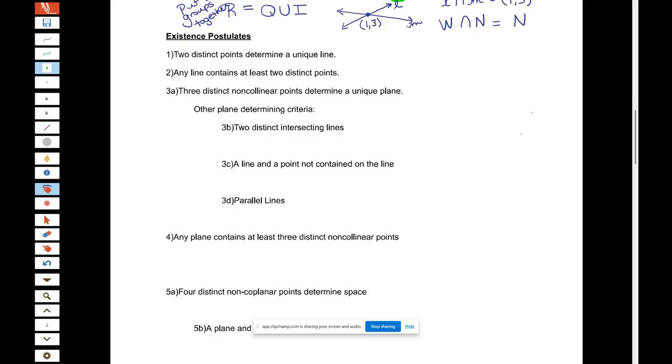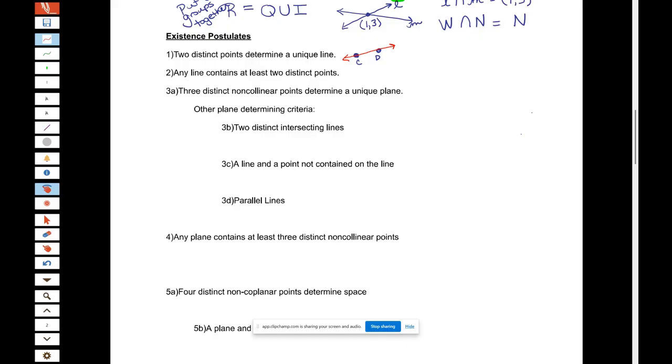The existence postulates are what forces something to exist. What's the minimum you need? The first one we've talked about already is that if you have 2 points, let's say C and D, they force a line to exist between them. So they determine the existence of this unique line, CD.